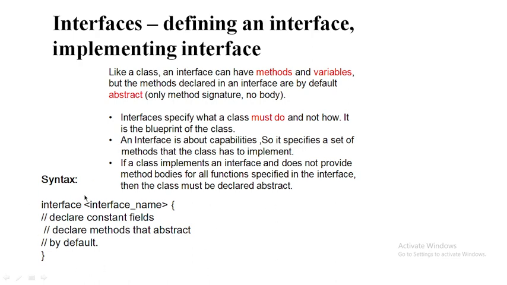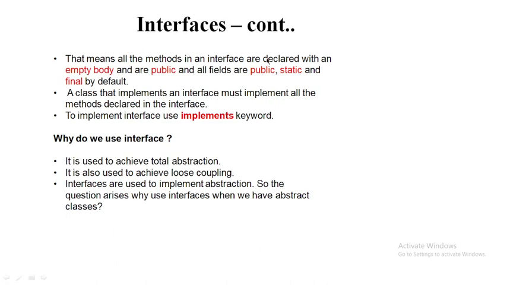Now, I am again repeating: abstract methods can only be located inside interfaces. They do not contain any body, only the method signature will be inside. All the methods in the interface are declared with an empty body and are public, because since you have created an abstract method, definitely you are going to implement those methods somewhere else in the program.